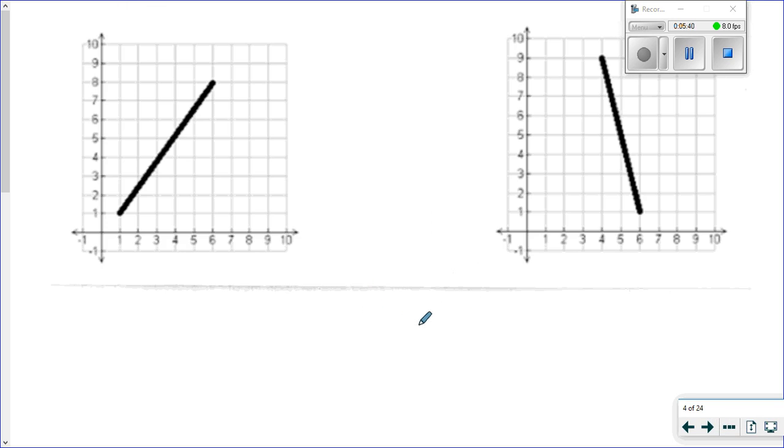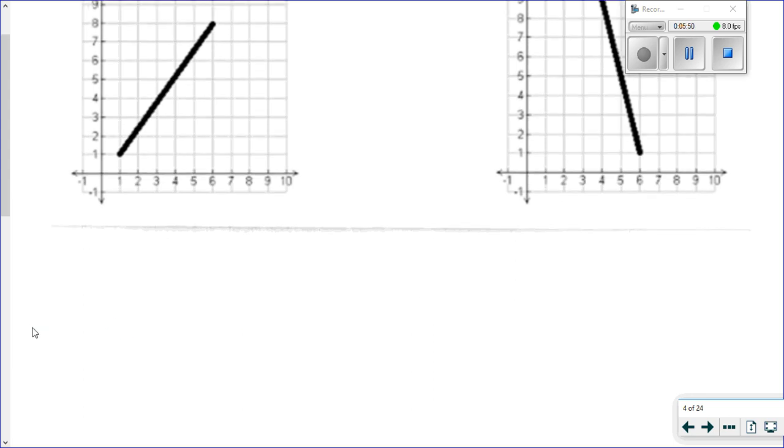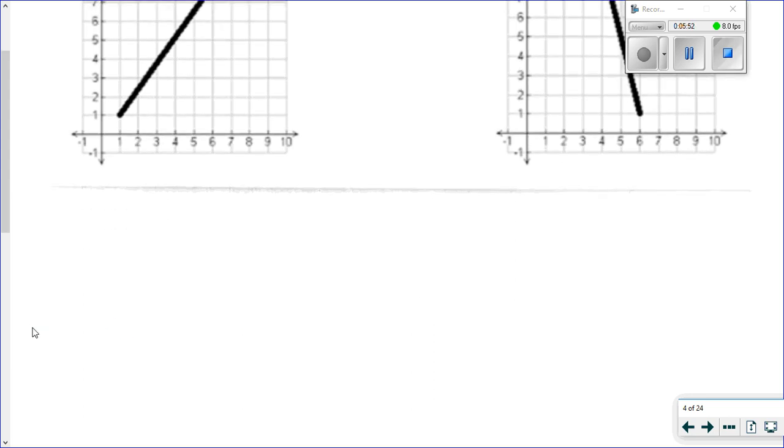We're going to get a little bit more fancy off the graph, and we're going to try and figure out what the slope is. Now, we're going to bounce back and forth a little bit. So step 1.